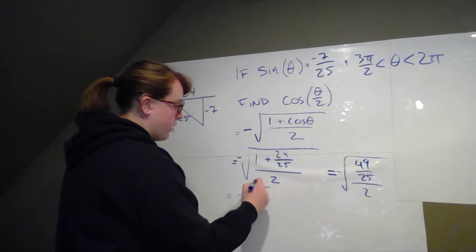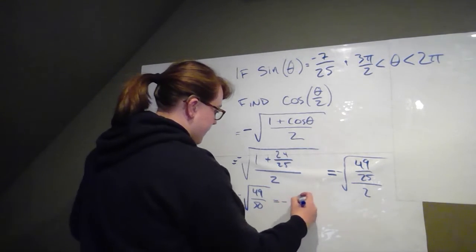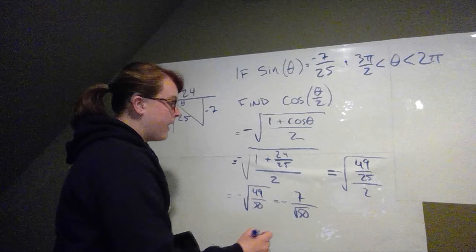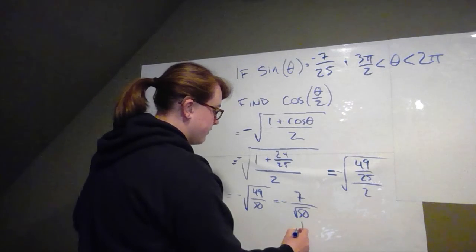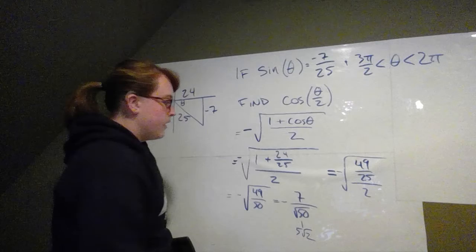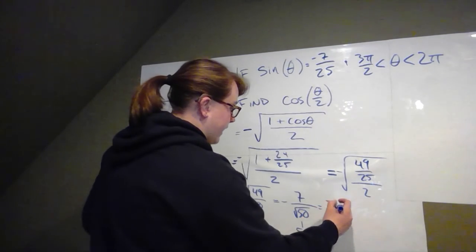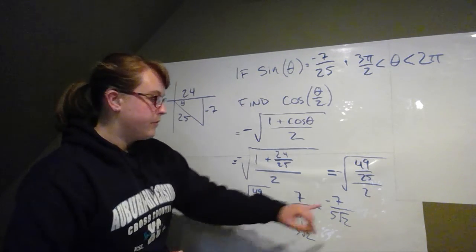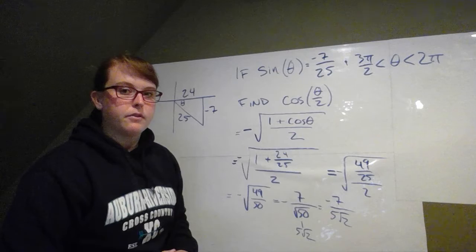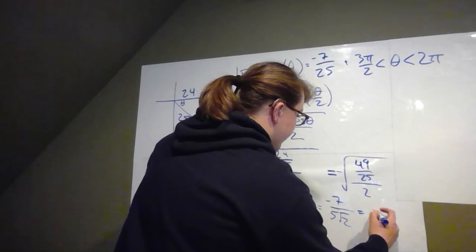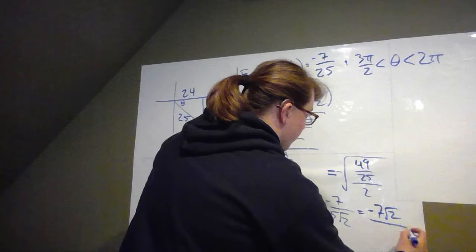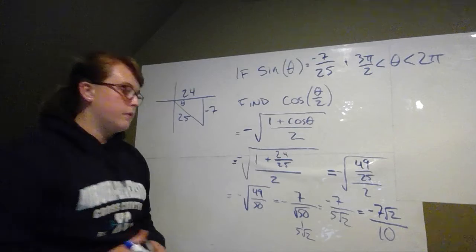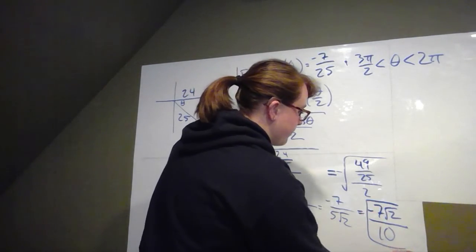And so then if I give the square root to the top and the bottom, we get 7 over the square root of 50, but we can't leave it like that. And also the square root of 50 simplifies to 5√2. So this is really -7 over 5√2. But then I have to multiply by the square root of 2 on the top and the bottom to get rid of the radical on the bottom. So we get -7√2 over 5 times 2 is 10. So -7√2 over 10 would be the completely simplified answer.